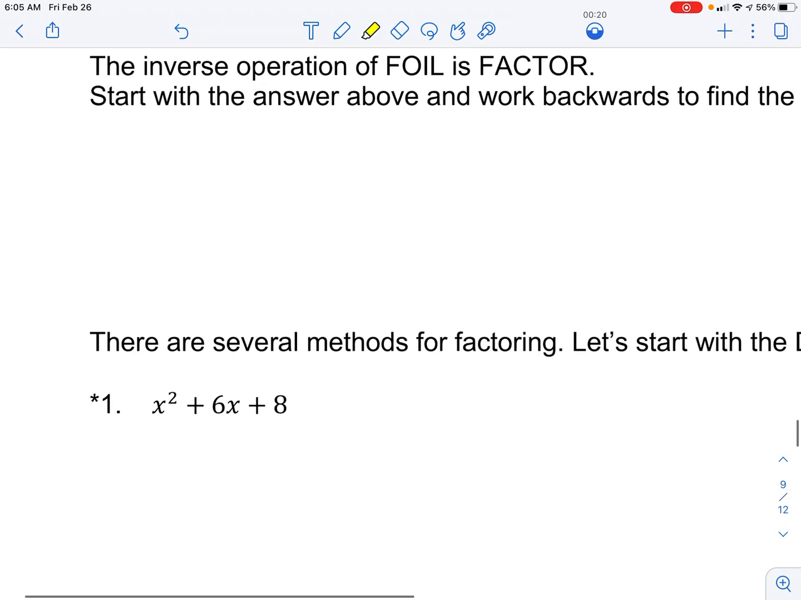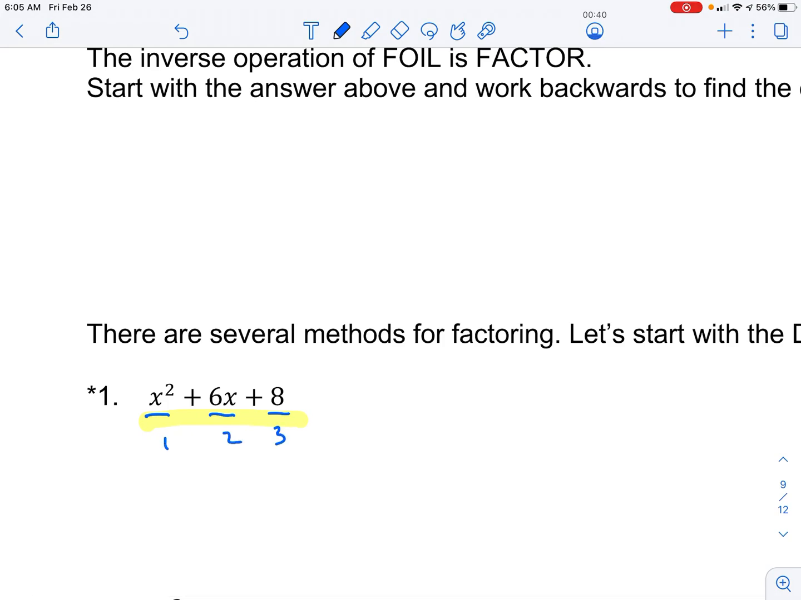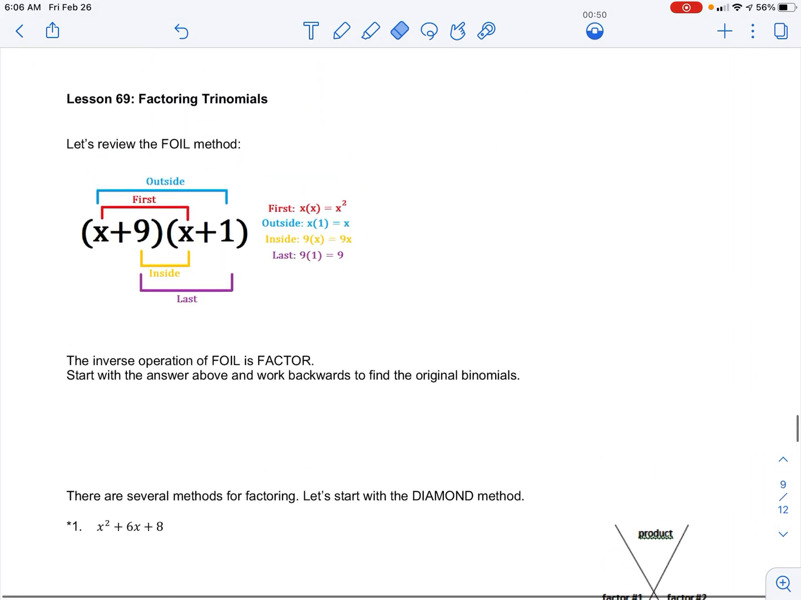If you just look down here really quickly at number 1, you're going to see x squared plus 6x plus 8. Well, we know tri in the term trinomial means 3, so it is simply a polynomial that has 3 terms to it. So we have an x squared, we have 6x, and we have 8. That's 1, 2, 3 terms. So this one here in particular would be called a trinomial. So what we want to look at today is how do I factor a trinomial?